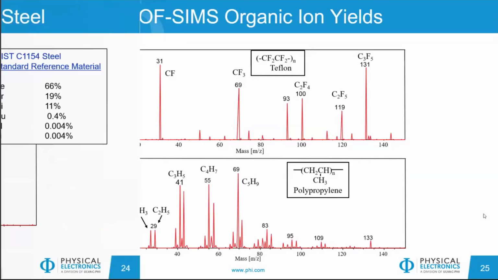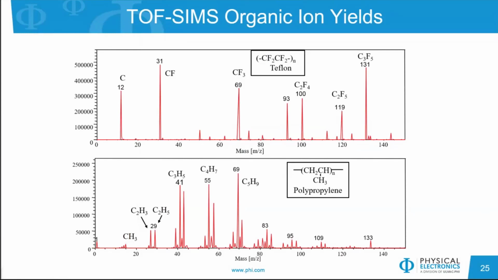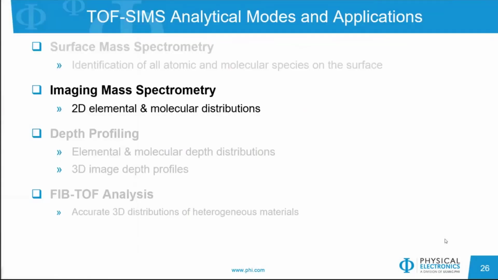Another example is looking at different polymers, so looking at the organic ion yields. In these two examples is a mass spectrum of Teflon, which can be seen in any textbook, from 0 to 150. This mass range is generally referred to as the fingerprint region. So you can see all the different fragmentations from this polymer, as well as an example of polypropylene, all the hydrocarbons. So now switching gears into imaging mass spectrometry, I'm going to show some applications of it. They're kind of some neat ones.